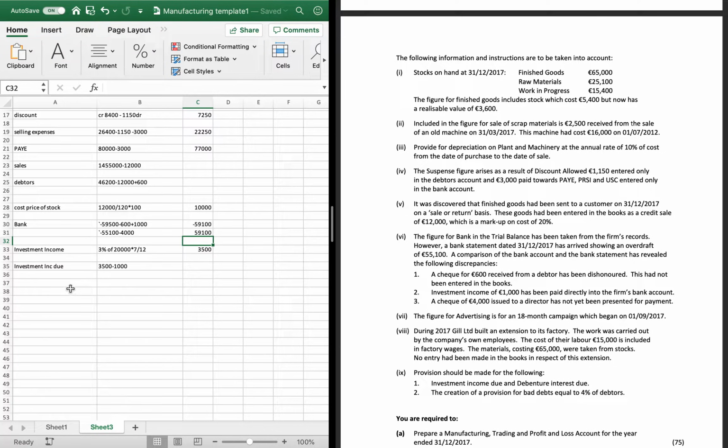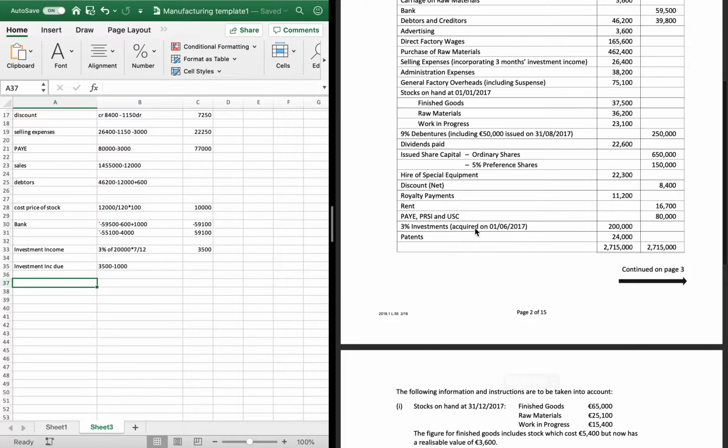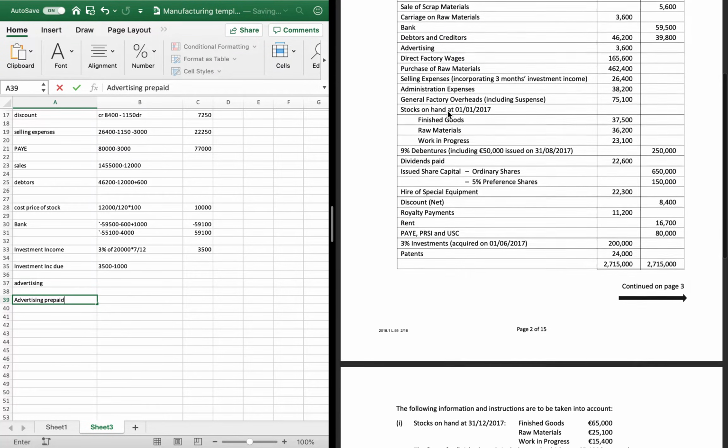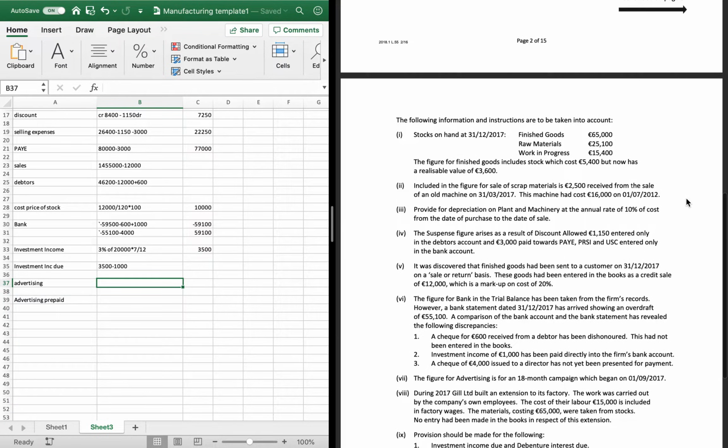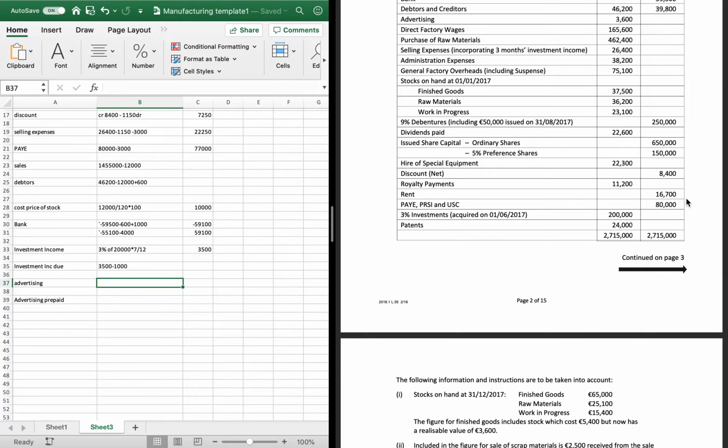Okay, next job. The figure for advertising is for an 18-month campaign which began on the 1st of the 9th. So this number up here for advertising, whatever it is, has to be split up into advertising and advertising prepaid. So we're just going to basically cross out this number. It's now irrelevant. So that 3,600 is for an 18-month campaign which began on the 1st of the 9th, 2017. So that's 9, 10, 11, 12. So 4 months of it this year.